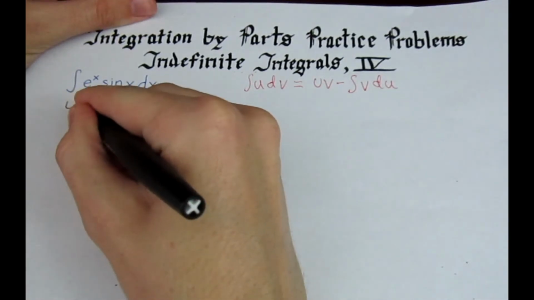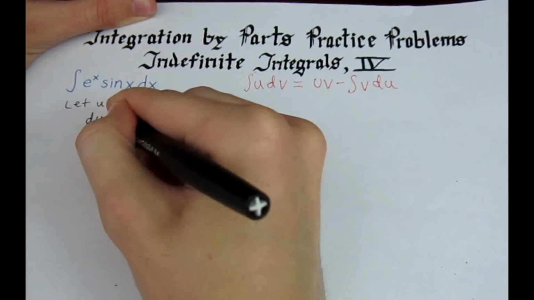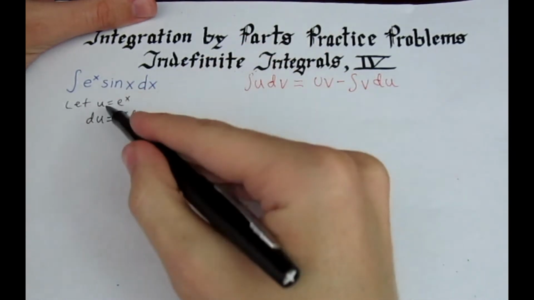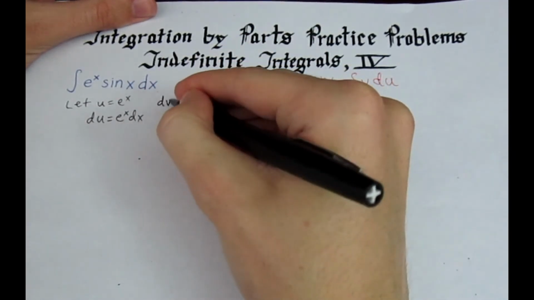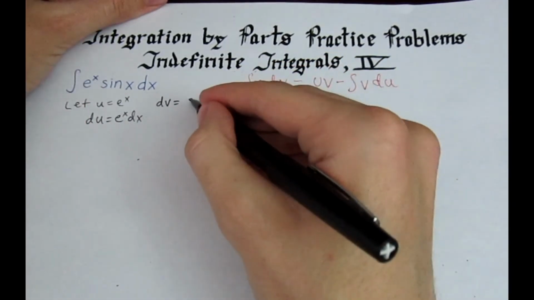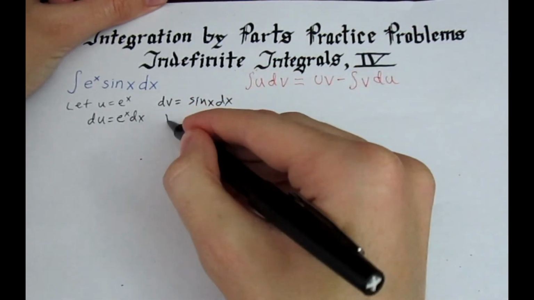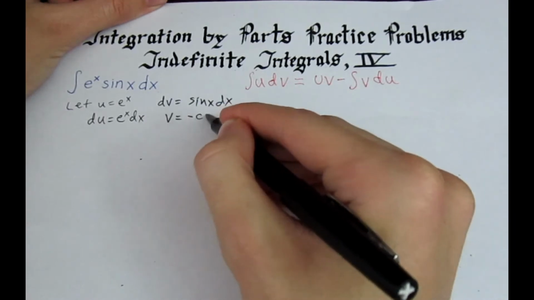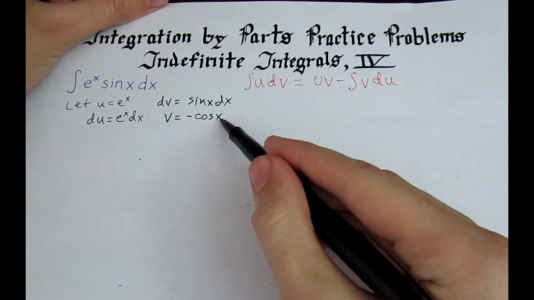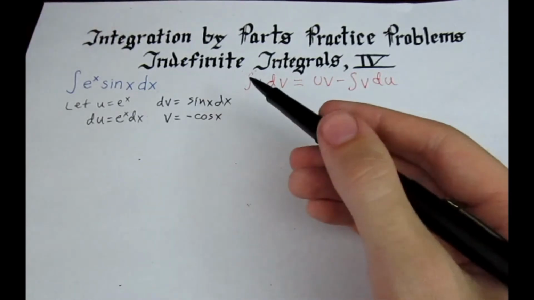So we're going to choose our u to be e^x, and our du would be its derivative, which is e^x dx. If that's our u, then our dv will be what's left over, which is sin x dx, and therefore our v will be negative cos x, because the derivative of negative cos x is negative sin x, and two negatives make a positive, so that checks.